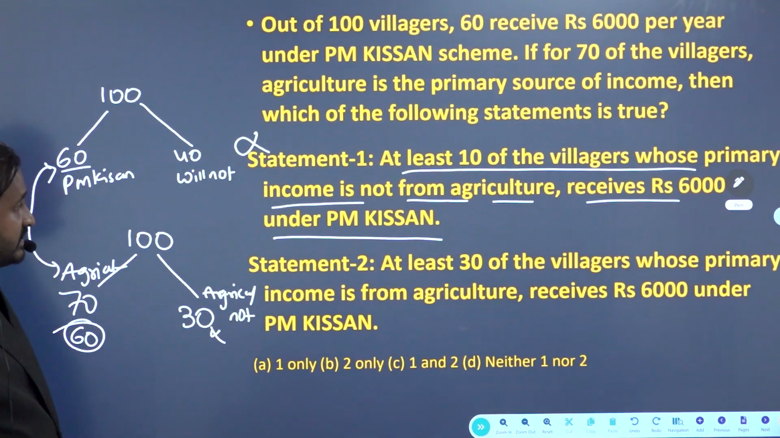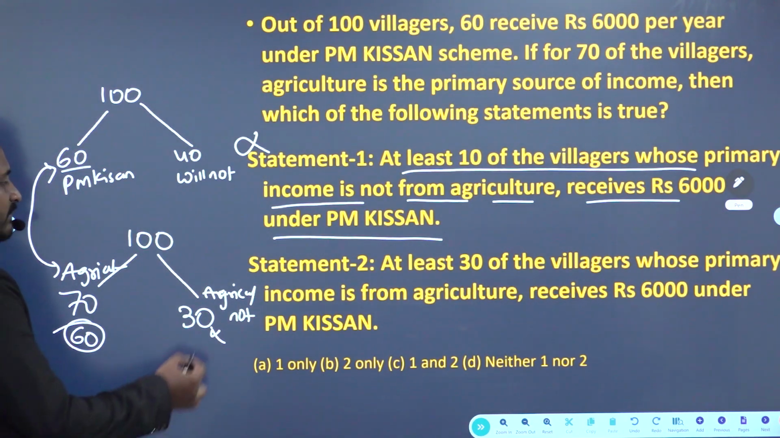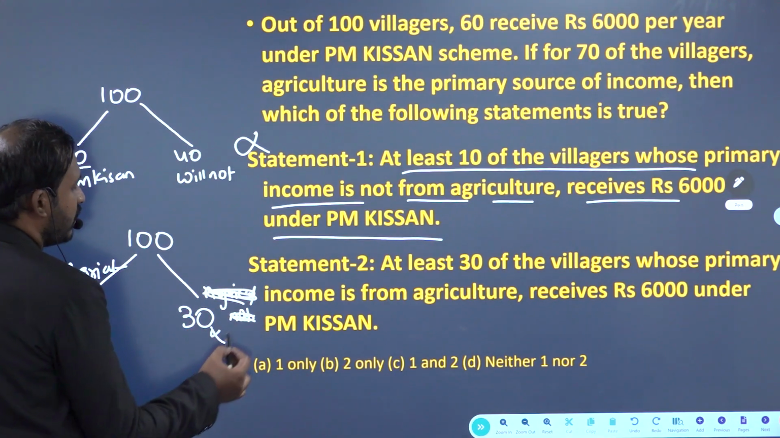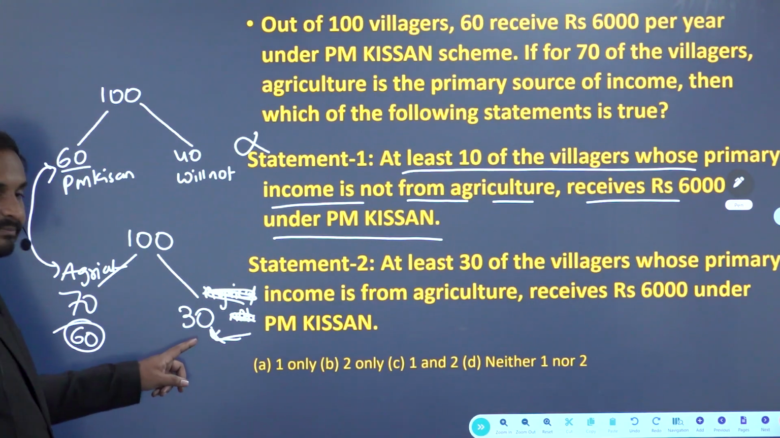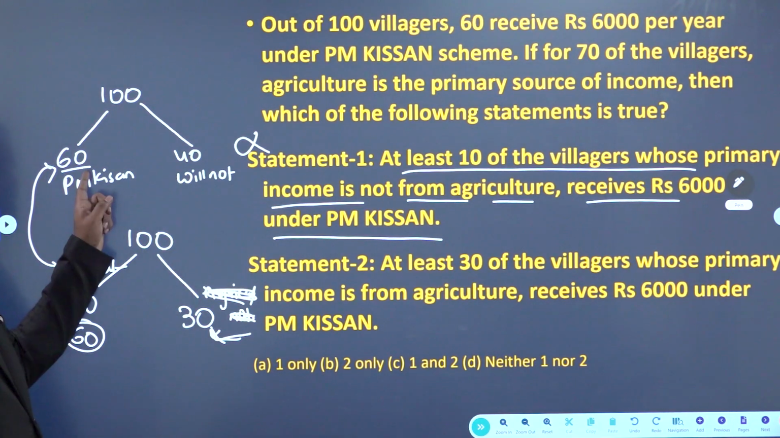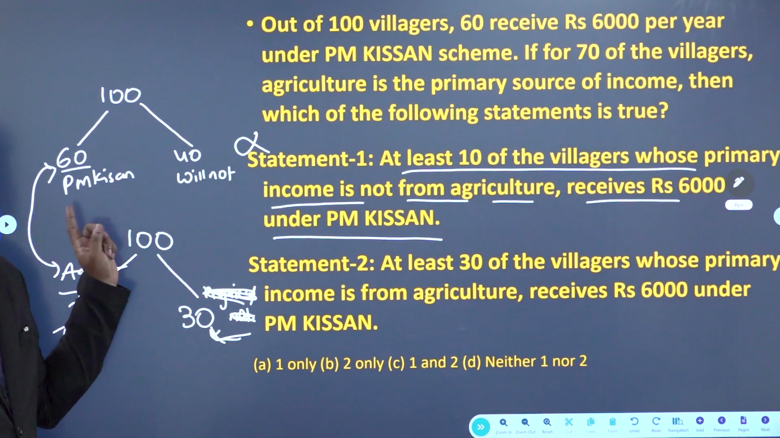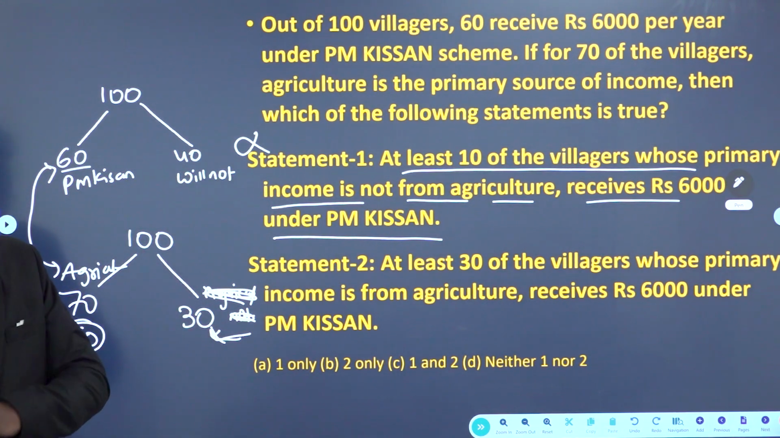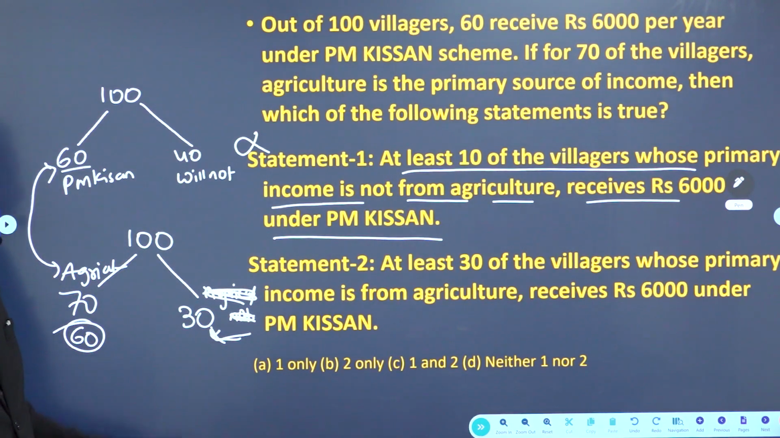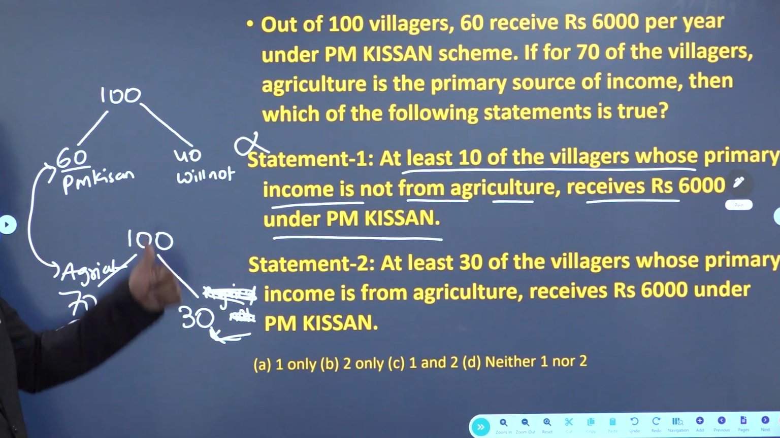Second one: at least 30 of the villagers whose primary income is from agriculture receive 6,000 under PM Kisan. Yes. See here, students, for the time being I will assume that all the non-agricultural candidates get PM Kisan. How many are there in number? 30. Overall, PM Kisan will be received by 60 people. So out of 60, 30 are non-agriculture. For the time being, assume all the non-agricultural families get PM Kisan. So how many people are left who are receiving PM Kisan?